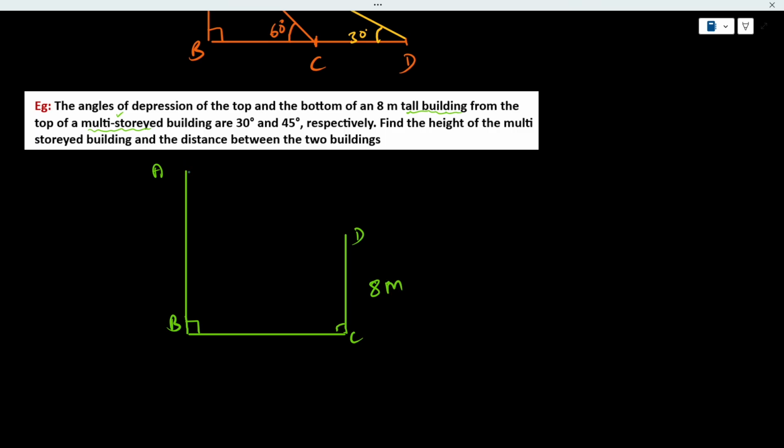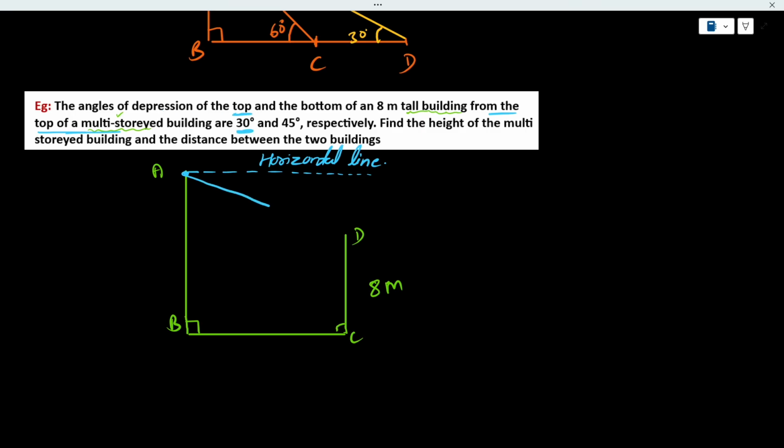So now you know that from A, because see, it's written from the top of a multi-storied building. So what is the top of the multi-storied building? Point A, right? Now angle of depression means we need a horizontal line and it is above ground level. So first I am going to draw here a horizontal line. That is a must, right? Then after that, you need to take it in the same order. So it's written angle of depression of top is 30 degree.